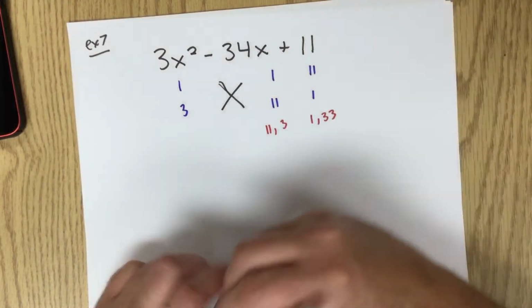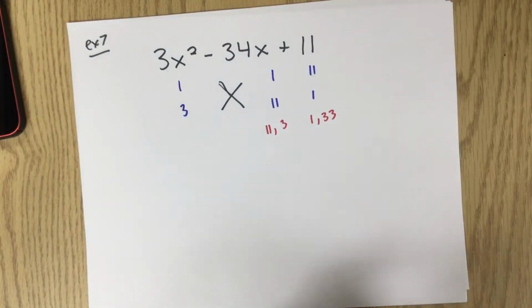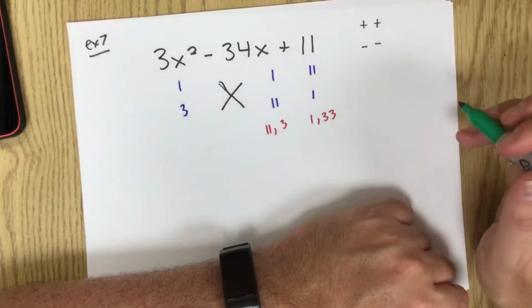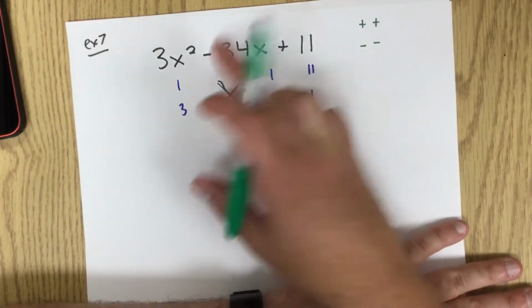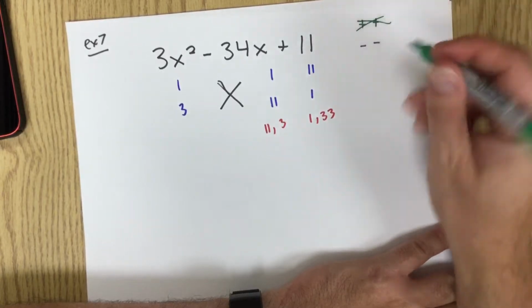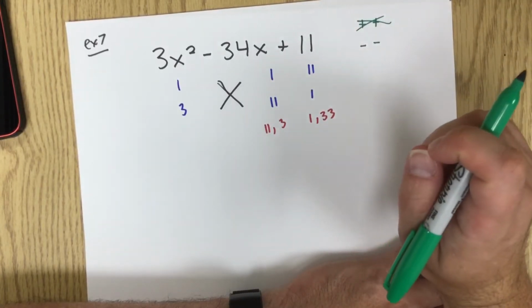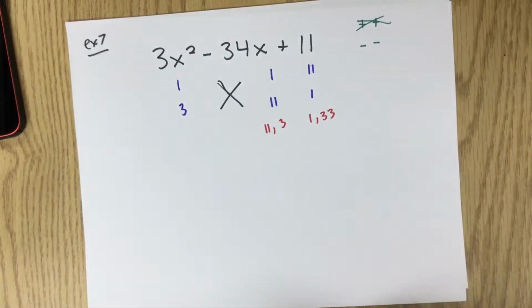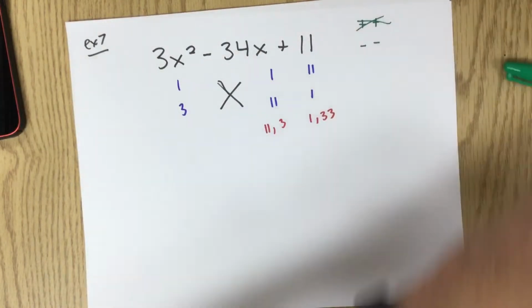In order to multiply to a positive number, it's going to have to be either 2 positives or 2 negatives. But it has to add up to a negative number, and there's no way 2 positives could add up to a negative number. So we know that we're going to have 2 negative numbers. So we're going to look at the red numbers, and we need to make them both negative.